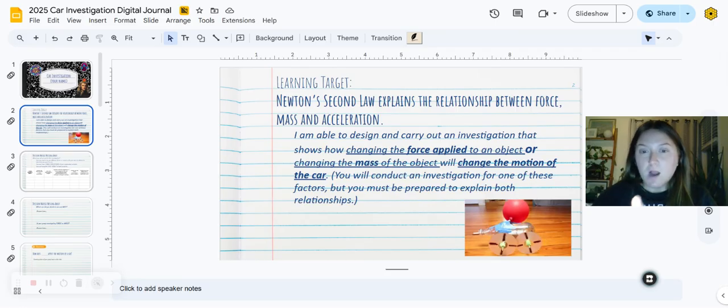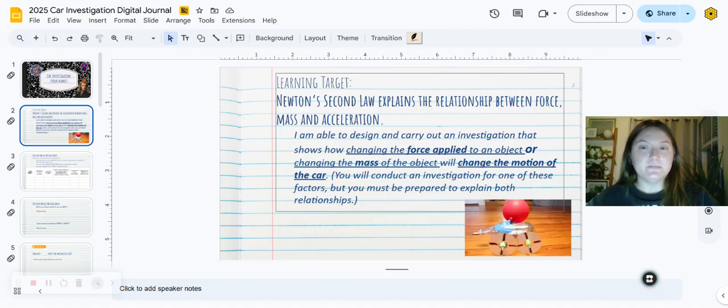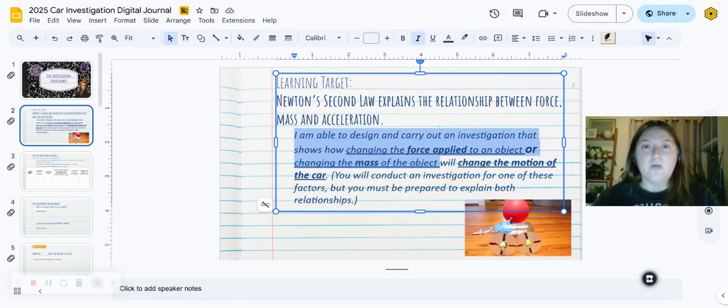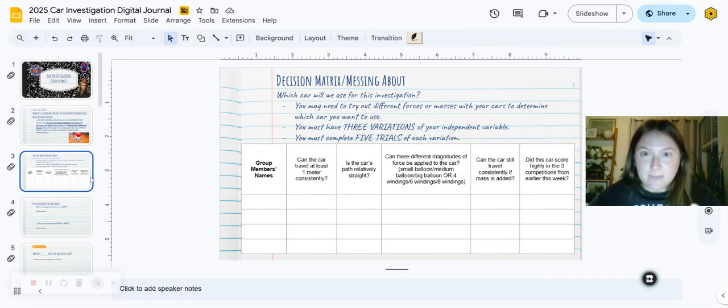And this one car that you are going to be using for this investigation is going to be looking at one of Newton's laws, which is more specifically Newton's second law. So you and your group are going to decide whether you are going to look at how force affects acceleration or you're going to be looking at how mass affects acceleration. But you're only going to do one. So in order to get to that point, you have to decide whose car is the best car.